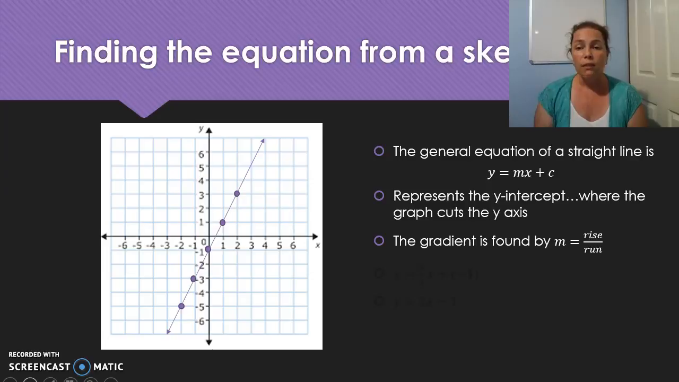The gradient is found by rise over run. That means the amount we go up compared to the amount we go across between 2 points. So we can see here between our points (-1, -3) and (1, 1), we're going up 4 and we're going across 2. We can put 4 over 2 into our equation in place of m. So our equation now is y equals 4 on 2 x plus -1. This then simplifies to y is equal to 2x minus 1. And there you have it, the equation of the line.